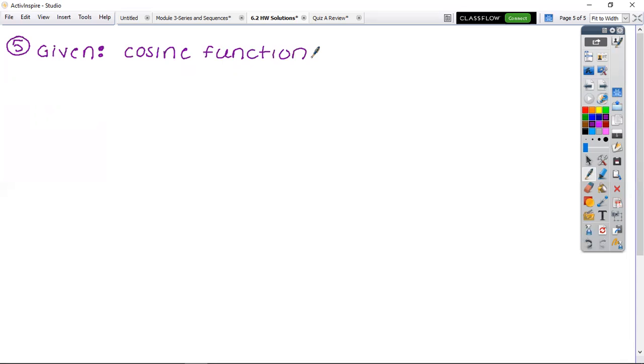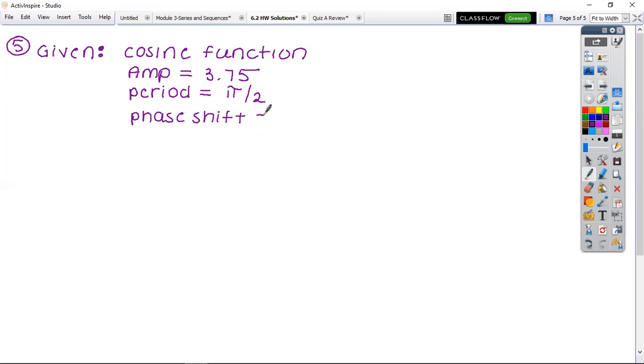You're going to have amplitude 3.75. Amplitude equal to 3.75. And I want to do period equal to pi over 2. Period is pi over 2. And phase shift is 4 degrees. Do you notice how this is mixed? Okay, so we have to change one of these.